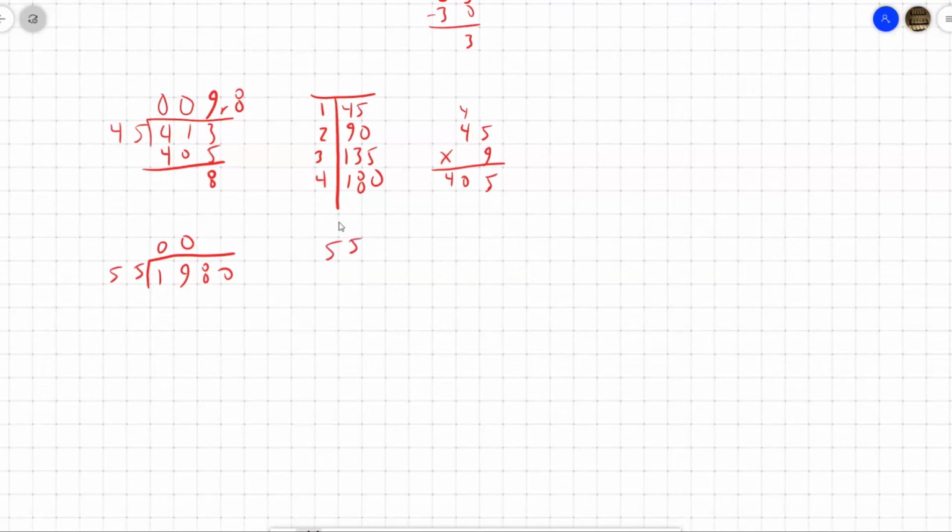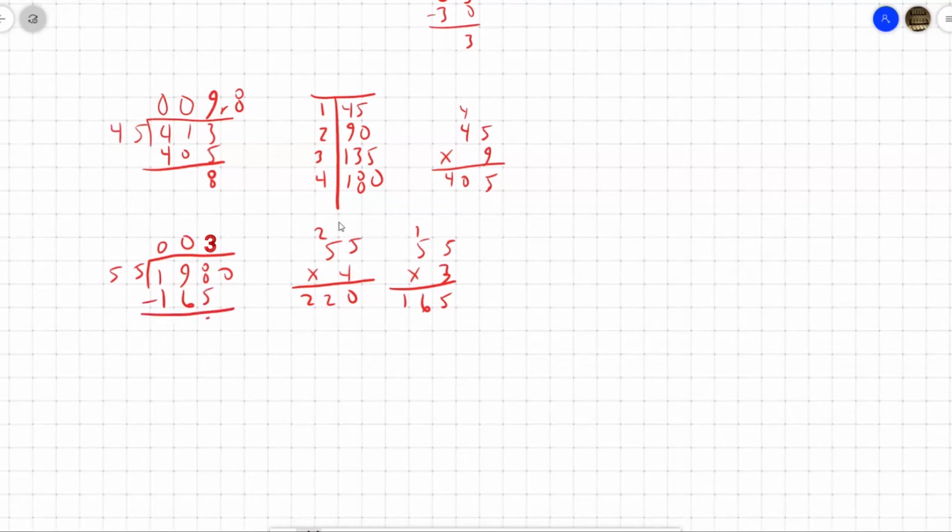So 55 times 4, I'll try the bigger one. 4 times 5 is 20. 4 times 5 is 20 plus 2. 220, that's too many. So 55 times 3. 3 times 5 is 15. 3 times 5 is 15 plus 1. So 165, that looks good.